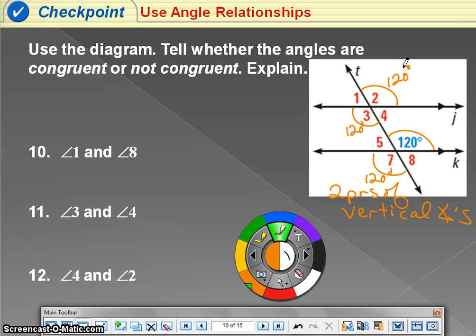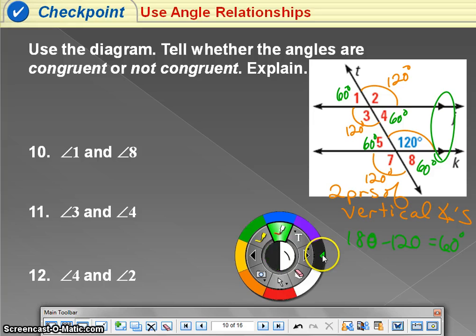What do you think about 1, 4, 5, and 8? Well, those should all be congruent also. Do you know how much they should equal? Those should be 60. 180 minus 120 is 60 degrees. So this should be 60, 5 should be 60, 4 should be 60, and 1 should be 60. If you have two parallel lines cut by a transversal, you truly only have two different measures.